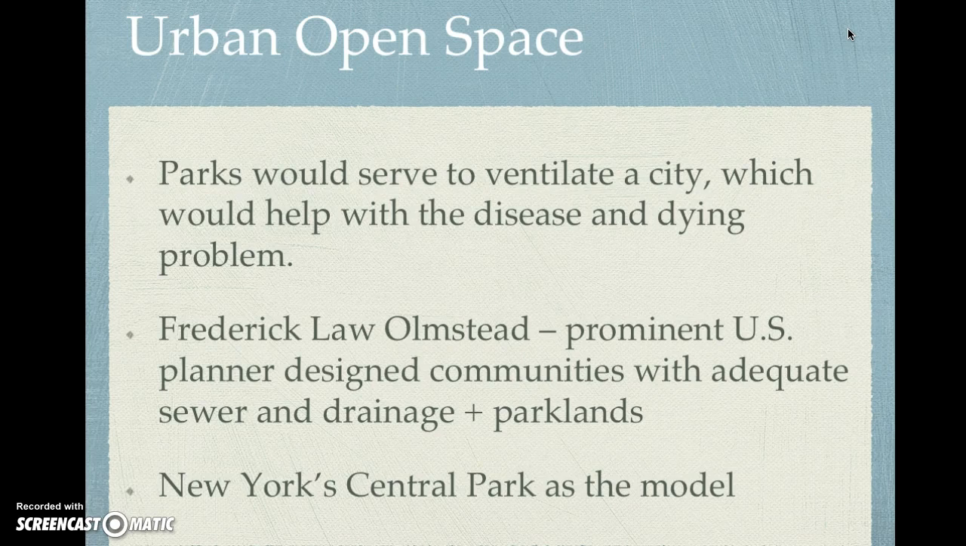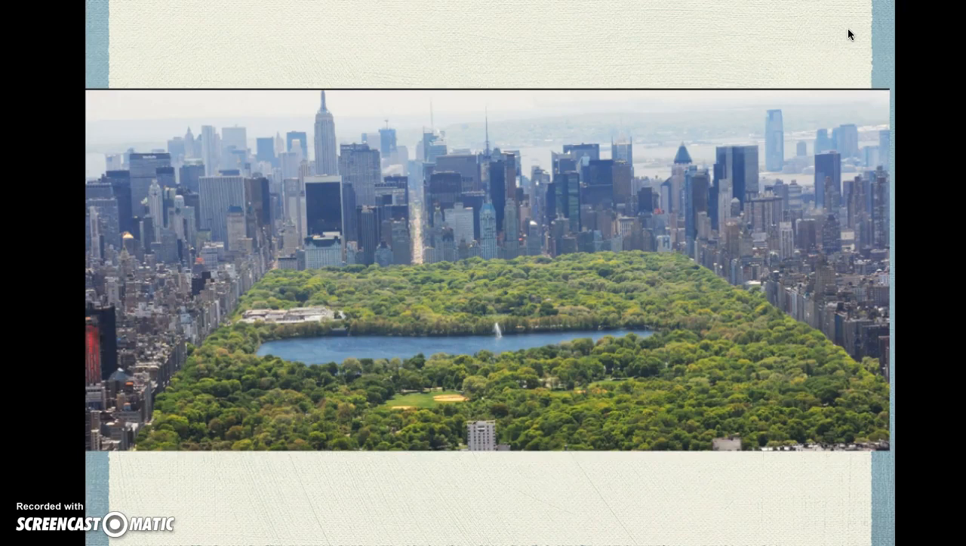So remember this name, Frederick Law Olmsted. Olmsted is a famous, very prominent urban planner. He designed communities that had adequate sewer and drainage plus parklands. So when you think of the name Olmsted, in your mind you can go ahead and associate him with parks, with open space. He designed Central Park. New York's Central Park was the model of what urban open space should look like. And here's a nice picture. I really like this picture. It shows the scale of it. You can maybe start to see how someone like Olmsted was thinking.